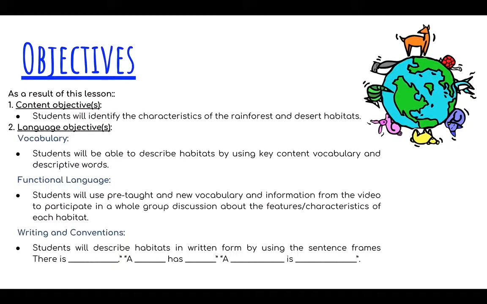Our content objective is that students will identify the characteristics of the rainforest and desert habitats. Our language objectives are students will be able to describe habitats by using key content vocabulary and descriptive words. Students will also use pre-taught and new vocabulary and information from the video to participate in a whole group discussion about the features and characteristics of each habitat. Students will also describe habitats in written form by using the sentence frames, there is blank, a blank has blank, and a blank is blank.